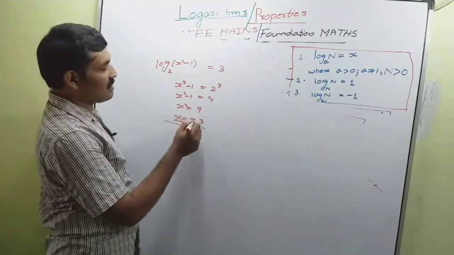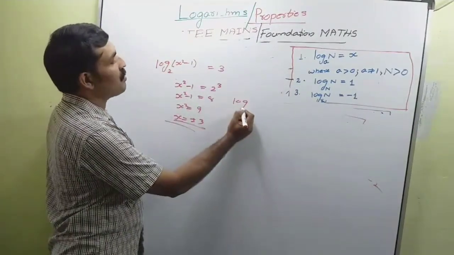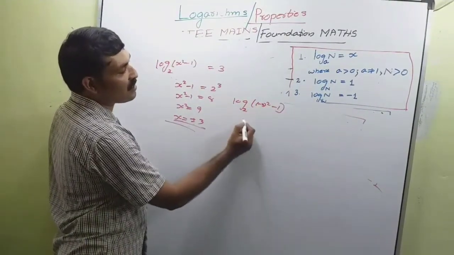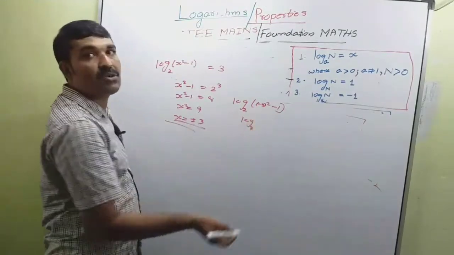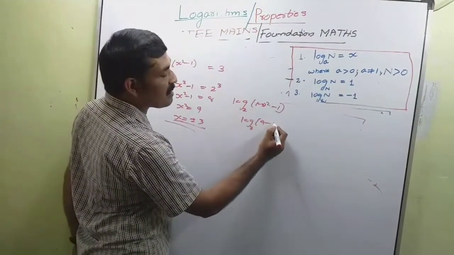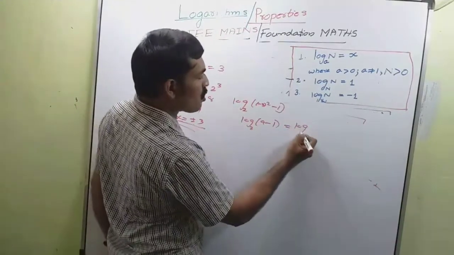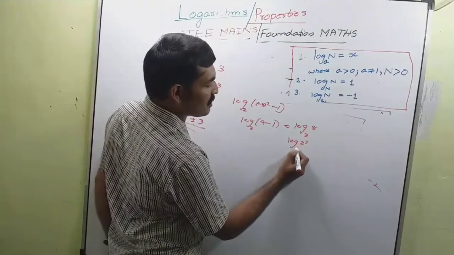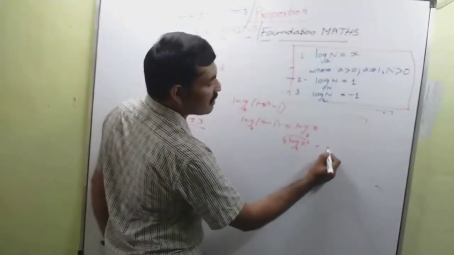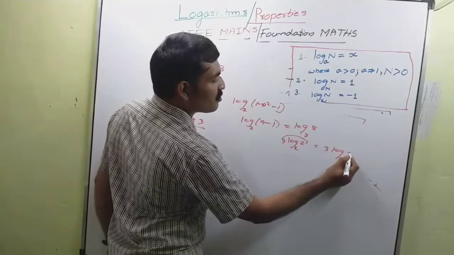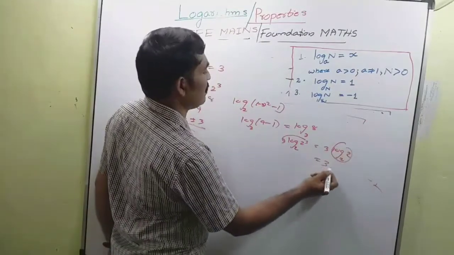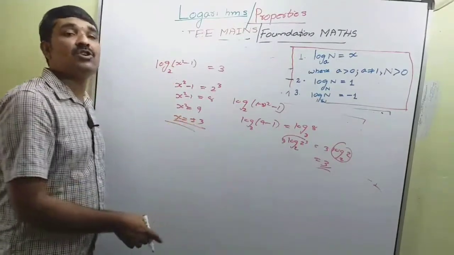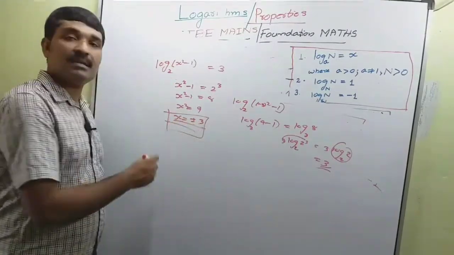So, when x is equal to minus 3, this becomes log base 2 of minus 3 square minus 1, that is log base 2 of 9 minus 1, that is log 8 to the base 2. So, 8 can be written as 2 cube to the base 2. This 3 will jump here. This is equal to 3 into log 2 to the base 2. This value is equal to 1, so this is equal to 3. When x is equal to plus 3 also, we will get the same answer 3. So, both values are satisfied.